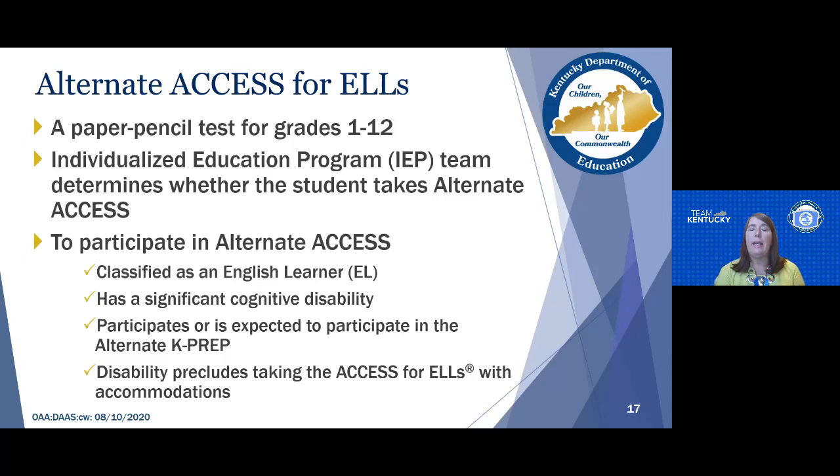So the IEP team is the one who determines whether the student takes alternate. And if you are not going to identify those students, if you're going to wait and identify them later, then they would still have to take the regular access. So the IEP team determines whether that student would be on the alternate track and would take the alternate access, or they would take the regular access with accommodations.